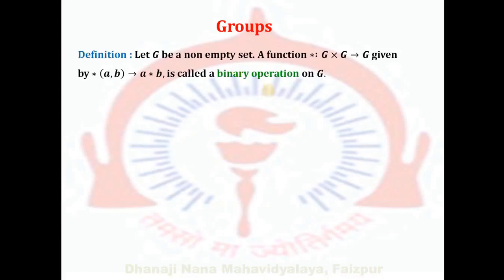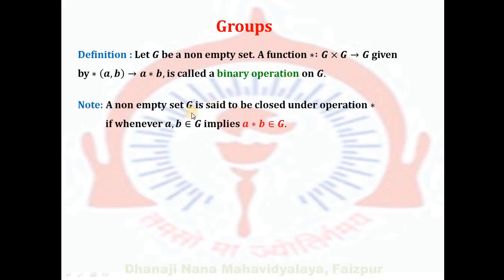So first we define binary operation. Let G be a non-empty set. A function star from G cross G to G, given by star of ordered pair (a, b) goes to a star b, is called a binary operation on set G. That is, if we take any two elements a and b in set G and operate star on these two elements, then we get the resultant element a star b, which is also an element of set G. Then star is known as a binary operation on set G.